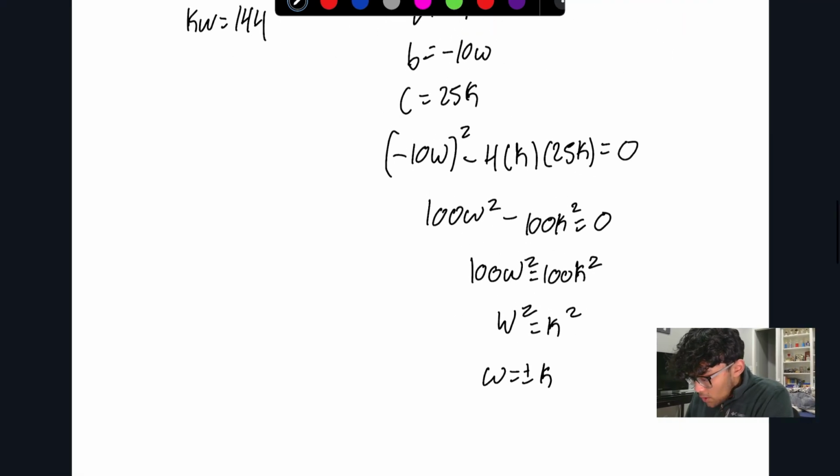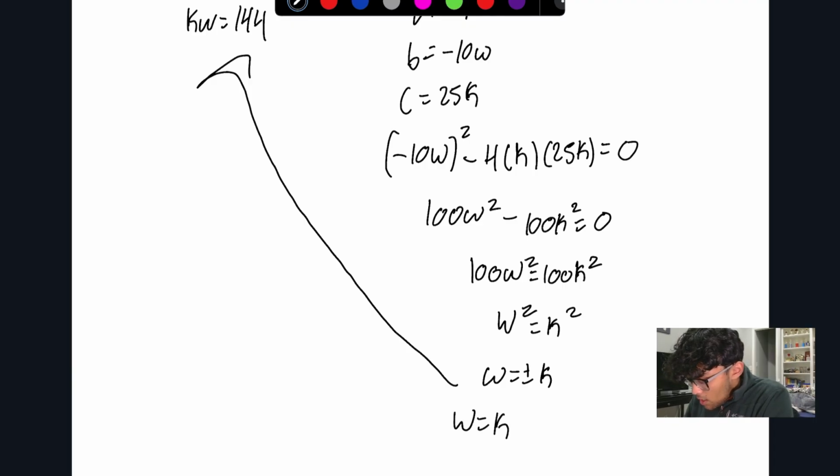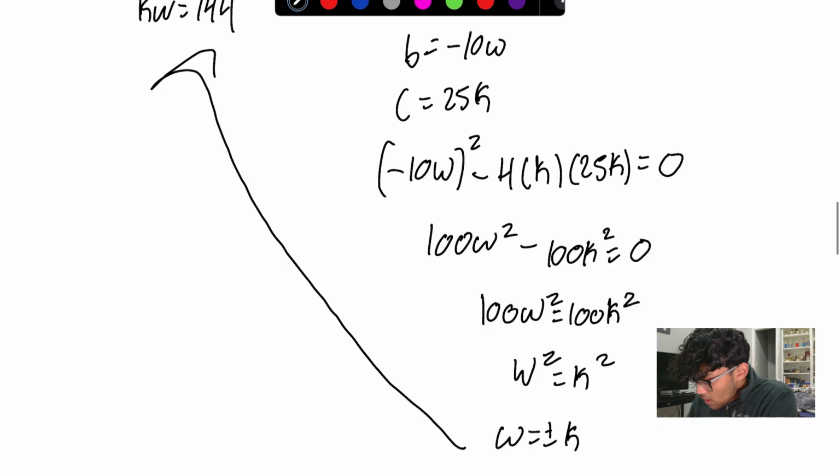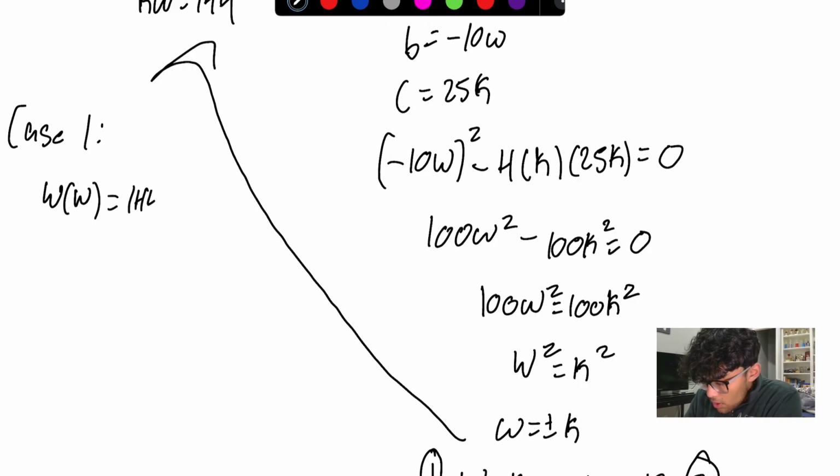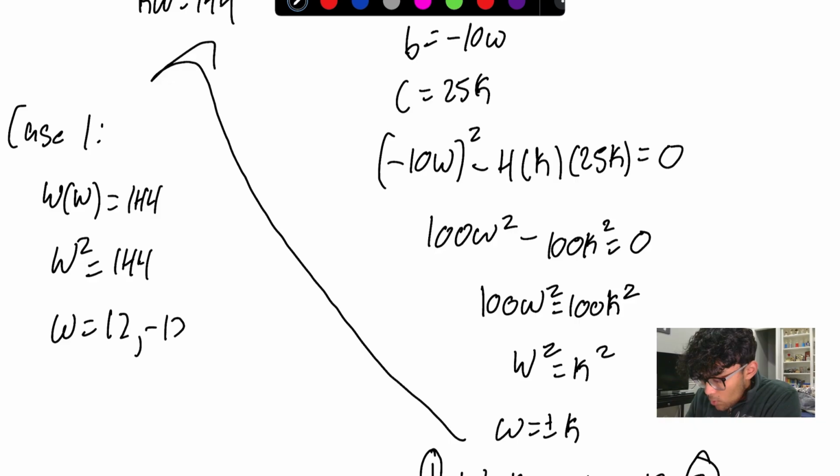Now we can go back and plug this in, right? So we have two cases. w is equal to k, or w is equal to negative k. Make sure you don't forget that plus or minus whenever you're simplifying roots. It's super important. So let's call this case 1 and this case 2. Case 1: w is equal to k, so that gives us w times w is equal to 144. We know that w squared is equal to 144, so w is either equal to 12 or negative 12.